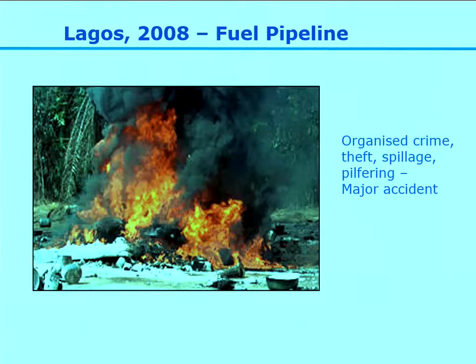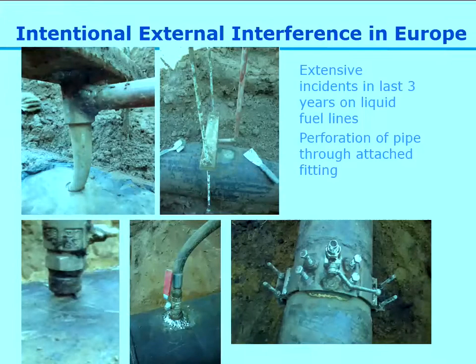Intentional external interference in Europe has become a big issue over the last 3 years. And liquid pipelines throughout Europe are being targeted. This is more to do with organised crime. But it is causing a massive upsurge in the damage statistics for liquid pipelines, which, obviously this sort of activity is against the law and it's illegal.